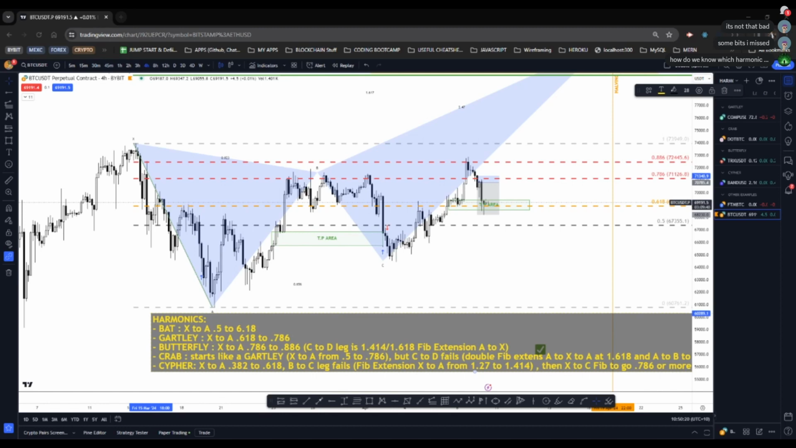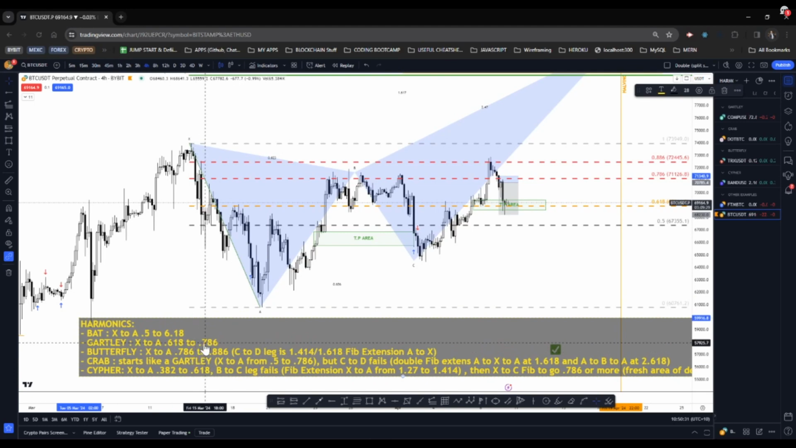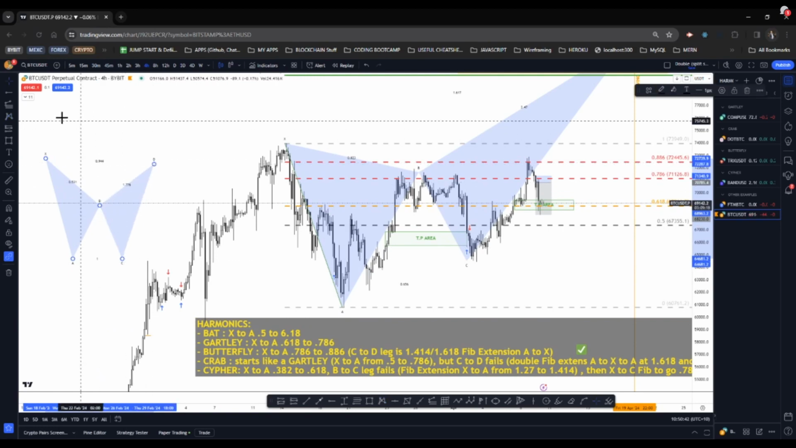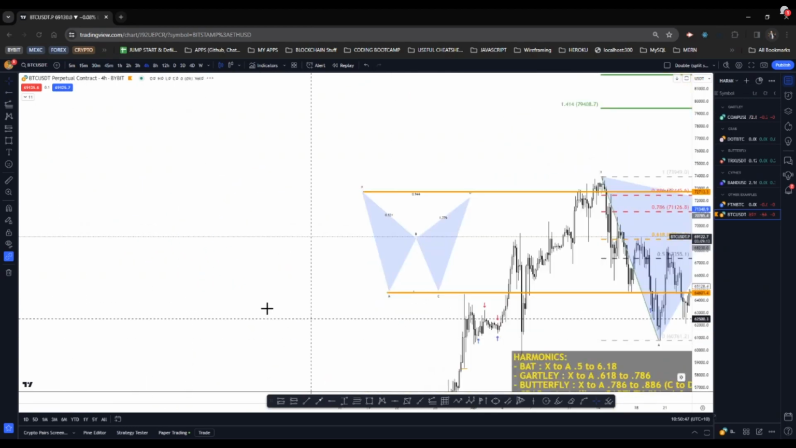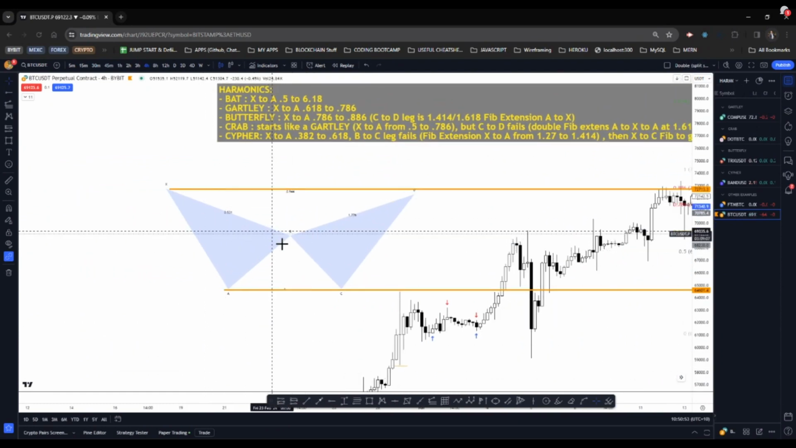Yeah, there is a lot. So how do we know which harmonic to play? Okay, so which harmonic to play? These areas are going to be your Bible to learn harmonics. Basically, you always want to start with a bat, like a 50%, and you always work within the range. So this is a range. If you're working within these ranges, you know that this is a bat pattern. You can see that it's a 50%, and this is your most common pattern.